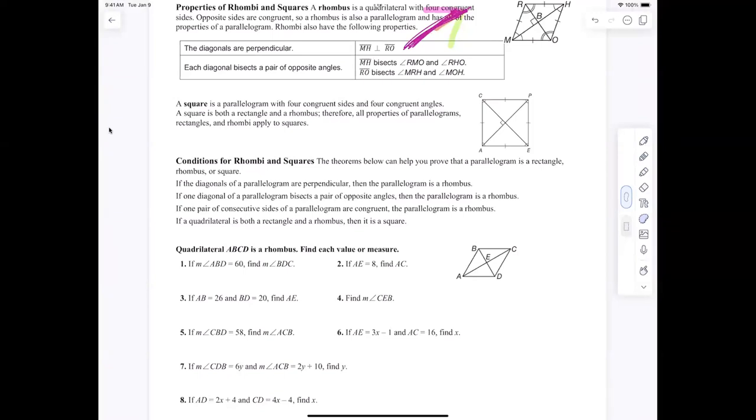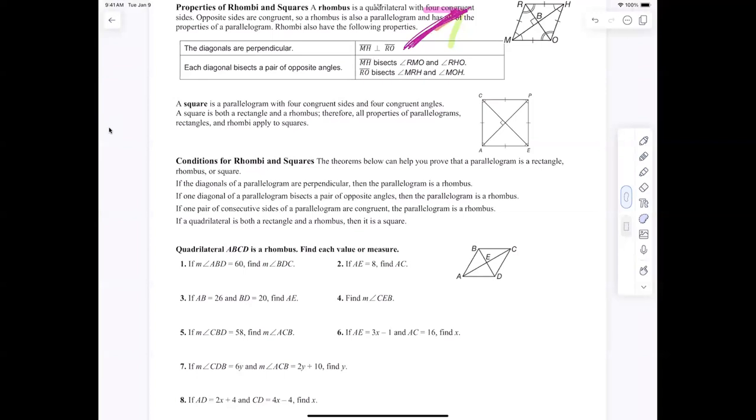Is a square always a rhombus? Yeah. Is a rhombus always a square? No. All right, so a square is a special rhombus because the sides are perpendicular. That's what I'm trying to get you to understand. So every rhombus is not a square, but every square is a rhombus.